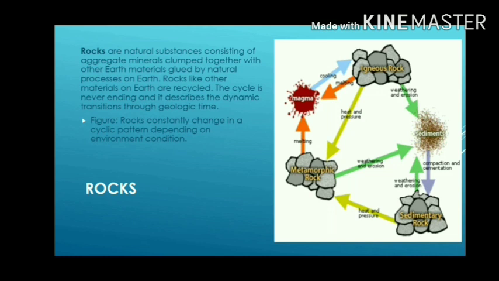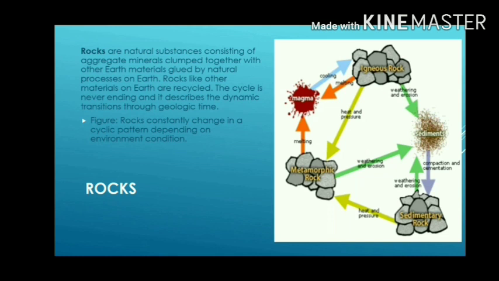Rocks are natural substances consisting of aggregate minerals clumped together with other earth materials, glued by natural processes on Earth. Rocks, like other materials on Earth, are recycled. The cycle is never ending and it describes a dynamic transition through geologic time. In our figure, the rock is constantly changed in a cyclic pattern depending on environmental conditions.